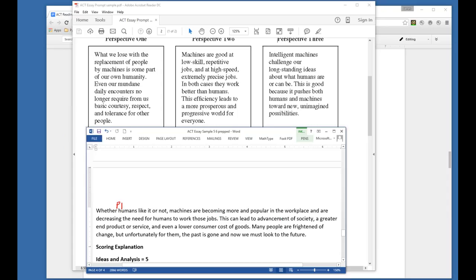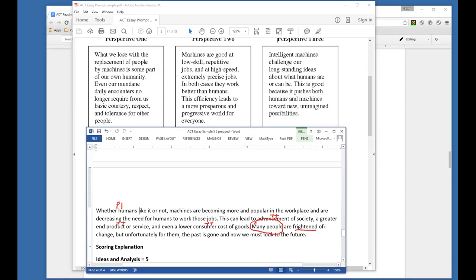This can lead to advancement of society, plus plus, a greater end product or service, plus plus, and even a lower consumer cost of goods, plus plus. Many people are frightened. Who are the many people who are frightened? What perspective do they have, the people who are frightened?